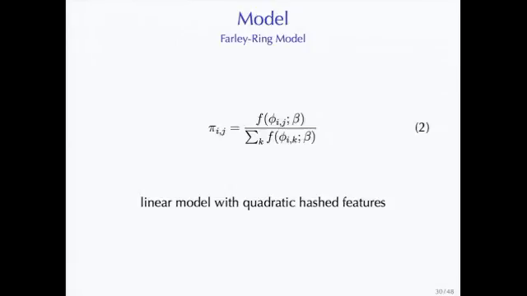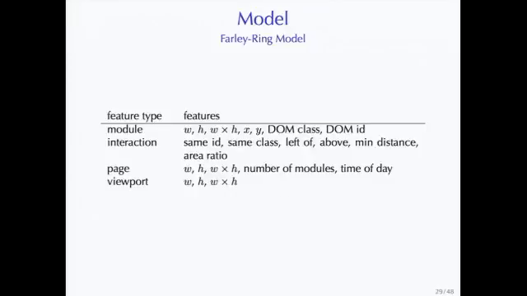Now, the model itself is not super important. Because we had a lot of data, we hashed the features, but we also looked at quadratic features, which allows us to look at the relationships between pairs of modules. So if the product, for example, of the two areas of the modules is important, then that would be captured by the quadratic features.